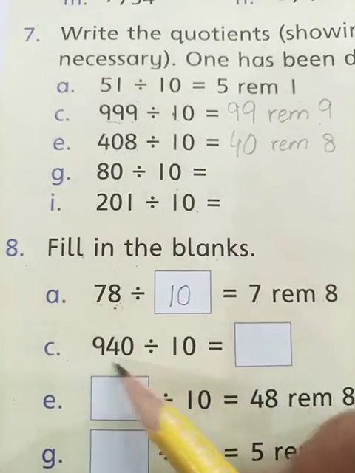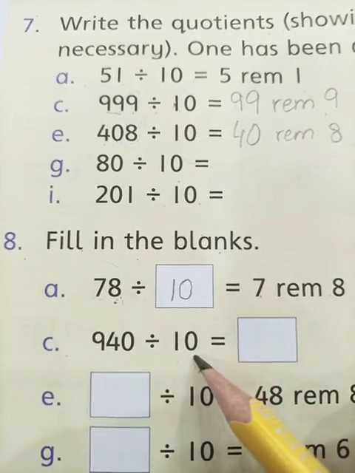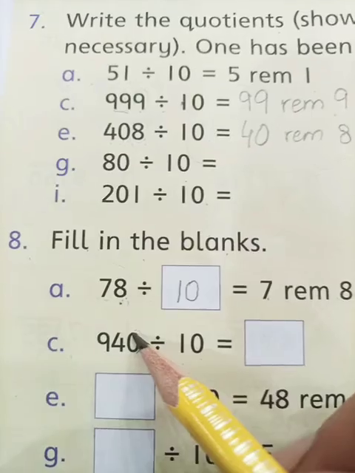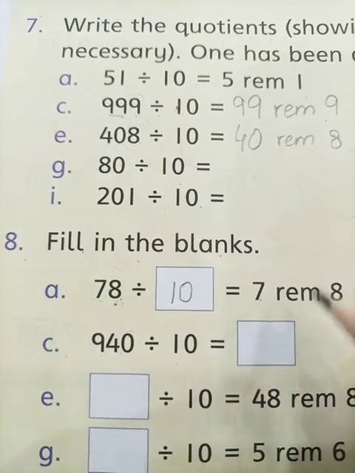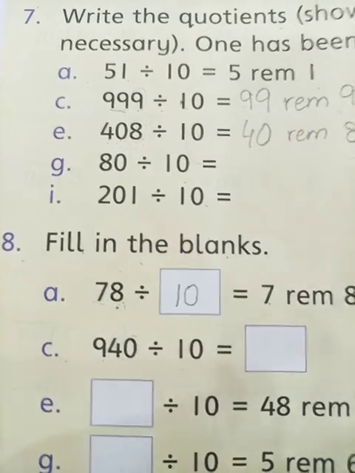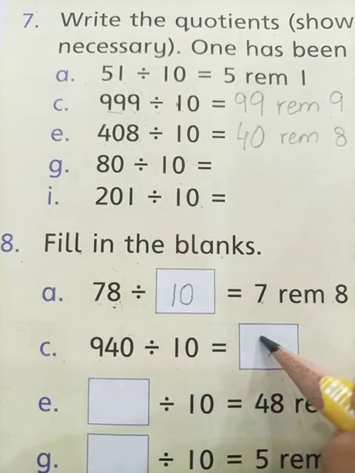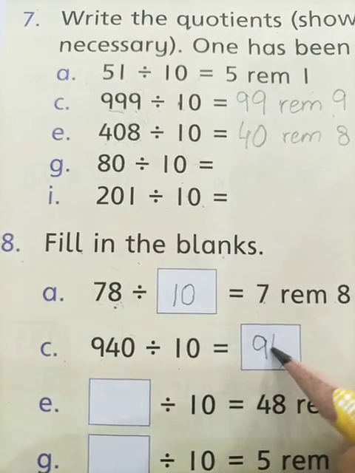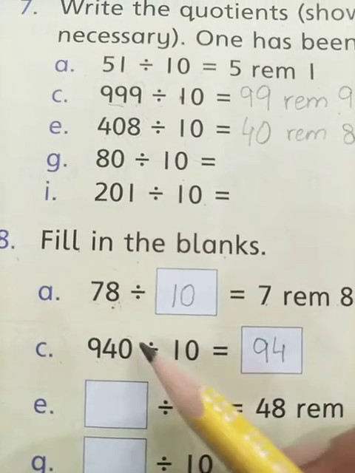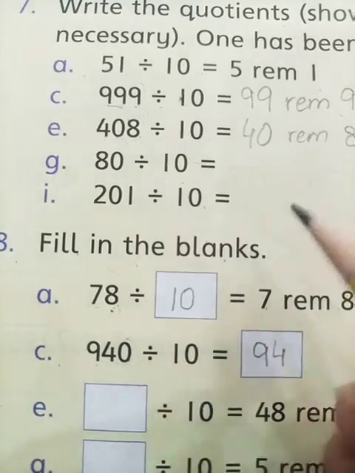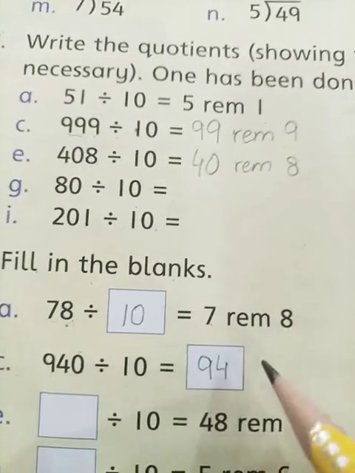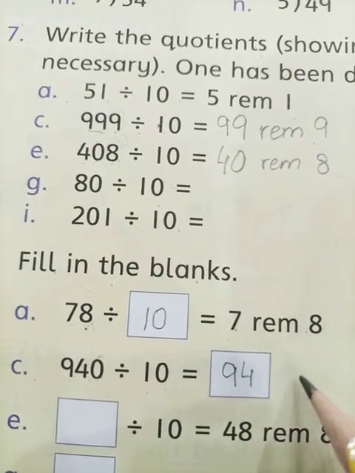Okay. Come towards part C. Look at this, students. This is again divided by the number 10. So 0 will be the remainder and 94 will be the quotient. So we are going to write the number 94, as there is a 0 remainder, which means that there is no remainder. Okay. So no need to write remainder 0 here.